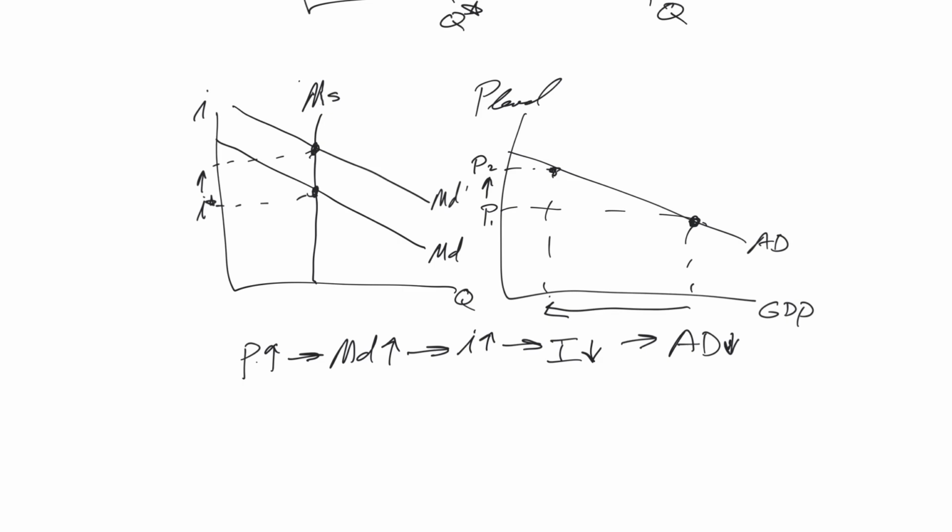So, let's go through this with my little wand here. Price level goes up, money demand shifts out, interest rates go up, capital investment goes down, aggregate demand goes down. Right there. There you go.